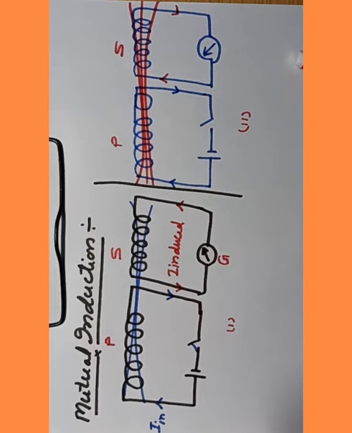Last time I have taken up self-induction and self-induction coefficient of the circuit coil, in which self-induction was basically production of induced EMF, induced current in the same coil when the battery current is varied. Varied means either increased or decreased. But today's topic is mutual induction.